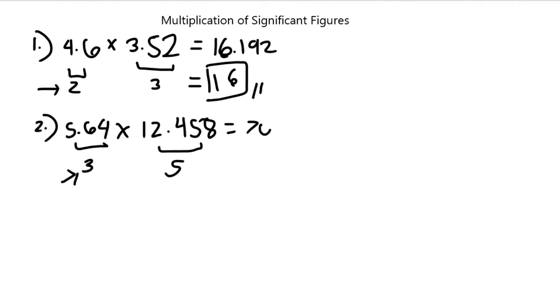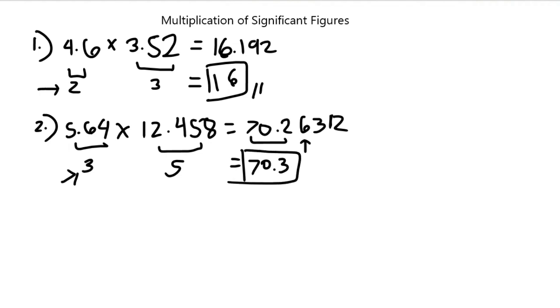So, 3. If we use the calculator on 5.64 times 12.458, we will get 70.26312. So, we're just going to choose these 3 digits. And ira-round off natin siya because 6 is greater than 5. So, now let's move on sa number 3.